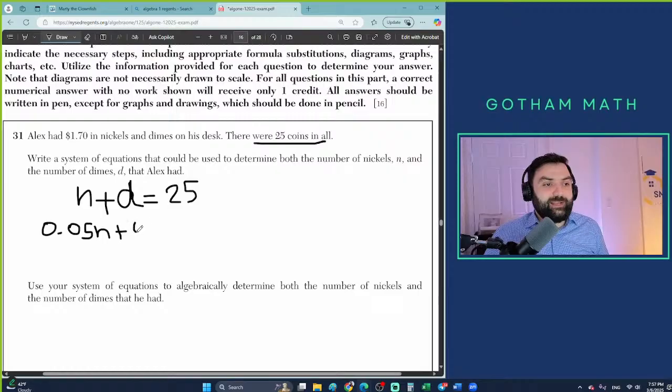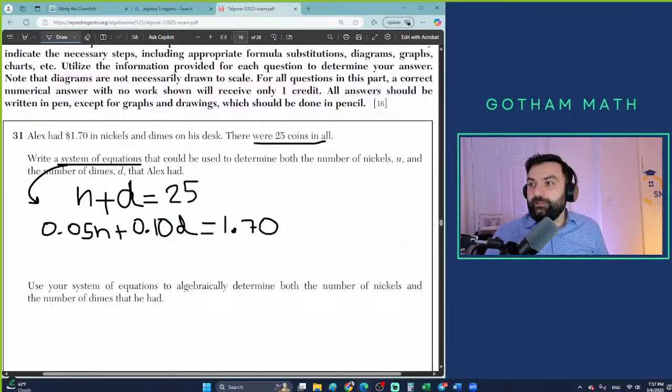Plus dimes is 10 cents. So let's just go ahead and put 10 with a d. And together they're going to add up to $1.70. And this is it. This is a system of equations. Two equations, well, one equation about the number of coins and another about the dollar value.